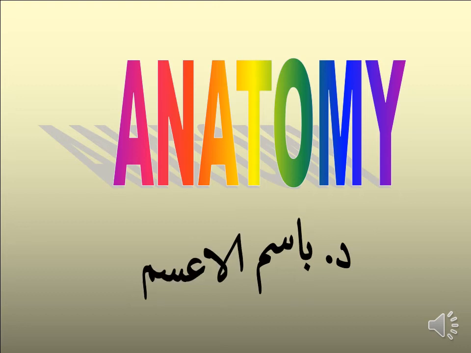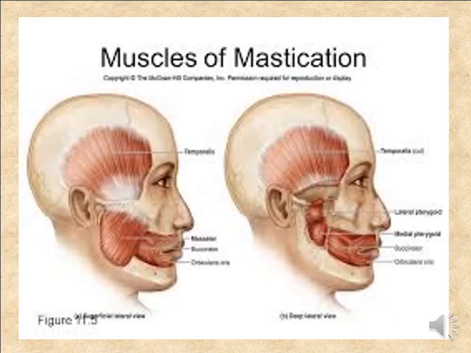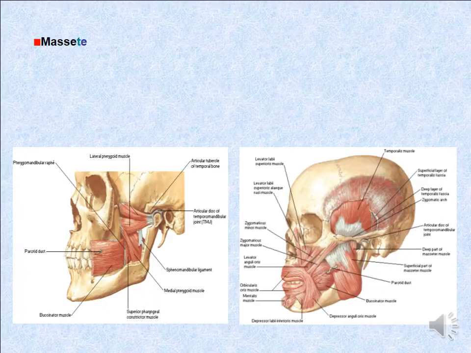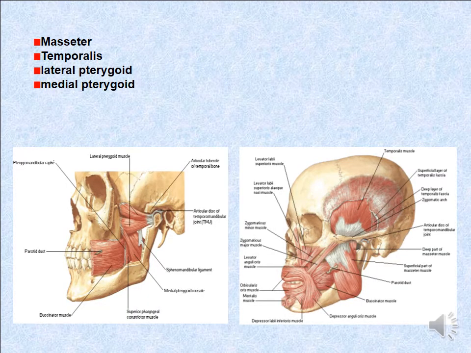بسم الله الرحمن الرحيم. موضوعنا اليوم في الجنرال anatomy muscle of mastication, the muscles related to the mastication of food in the oral cavity. There are 4 pairs of muscles around the upper and lower jaw. These muscles are: first, masseter muscle; second, temporalis muscle; third, lateral pterygoid muscle; and the last one, medial pterygoid muscle.